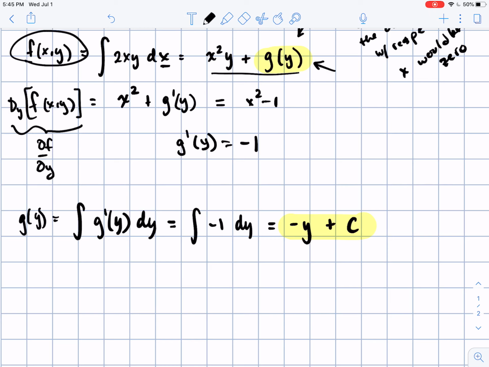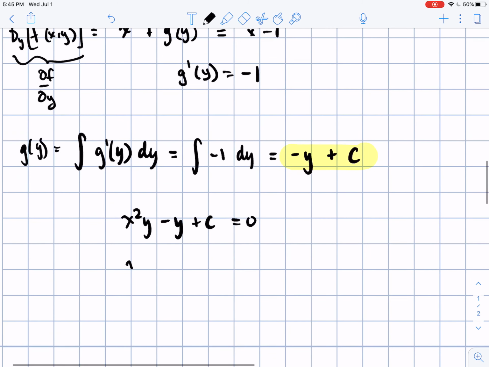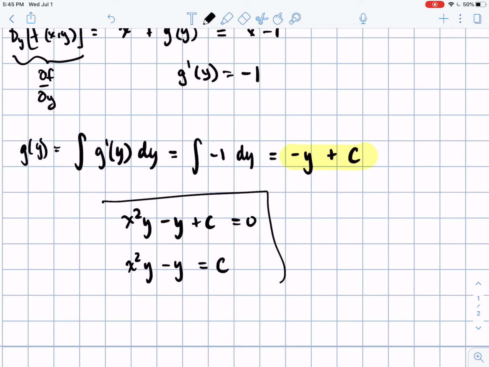So you're going to get something that looks like this: x squared y plus or minus y plus c equals 0. Sometimes in WebAssign you might have to write it like this. It doesn't matter the way you write that, I think either way you will get credit, and that is your solution to that exact equation.